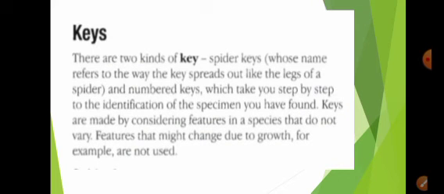Keys. There are 2 kinds of keys: spider keys, whose name refers to the way the keys spread out like the legs of a spider, and numbered keys, which take you step by step to the identification of the specimen you have found. Keys are made by considering features in a species that do not vary. Features that might change due to growth, for example, are not used.